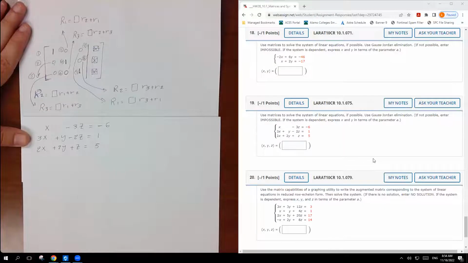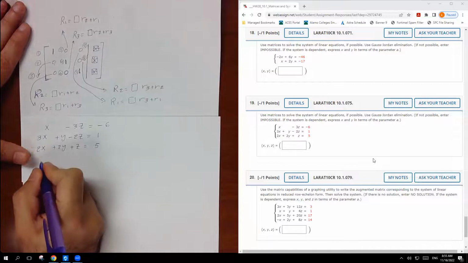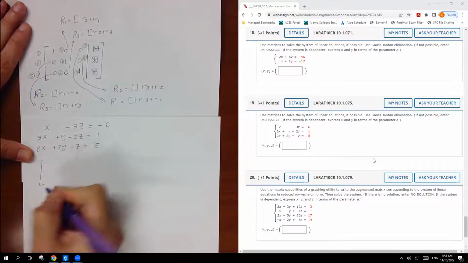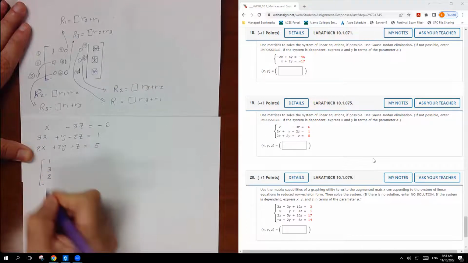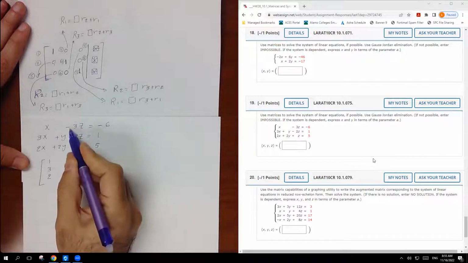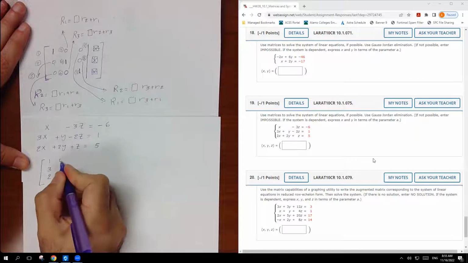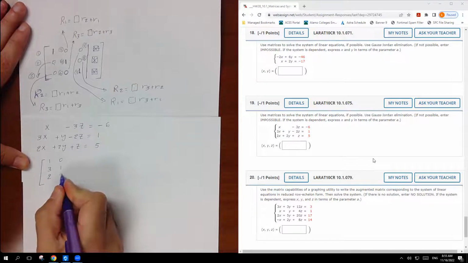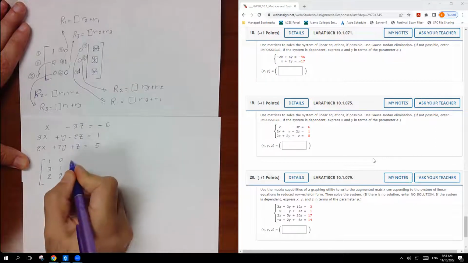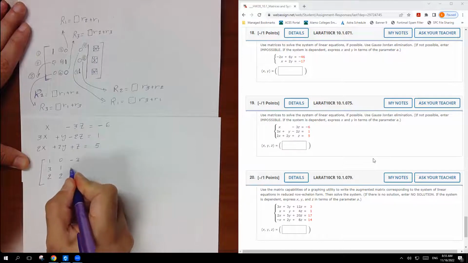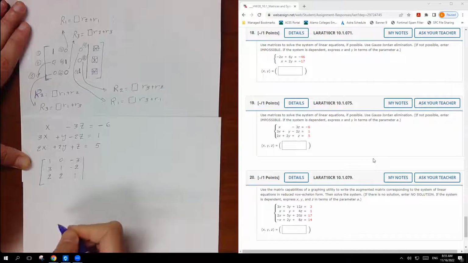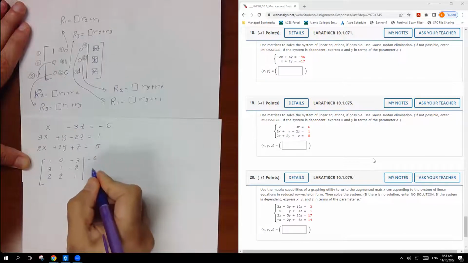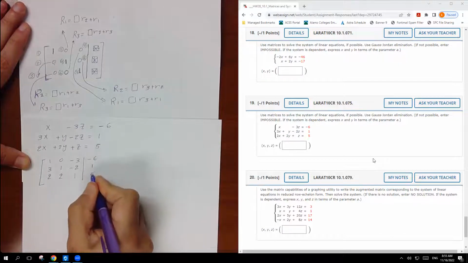So let's convert the system to the augmented matrix, which is 1, 3, and 2. Here is 0, the y is 0, 1, and 2. Then it's going to be -3, -2, and 1, equal sign -6, 1, and 5.